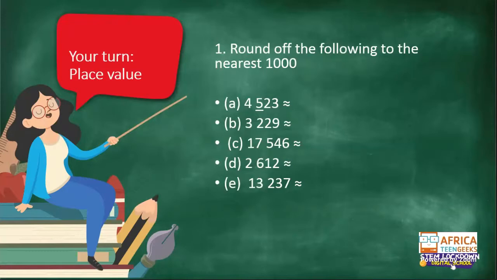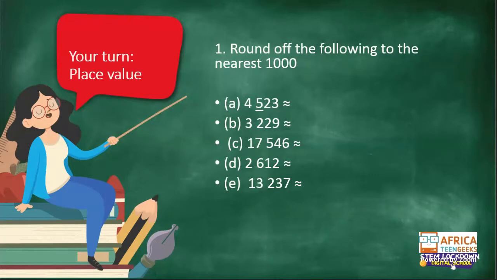Okay. And for C, we have 17,546. I see people writing 17,000 and others are writing 18,000. All right, let us look at the given number. What is the given number so that we are all on the same page? What number are we looking at? It is 500. Yes, we are looking at 500.